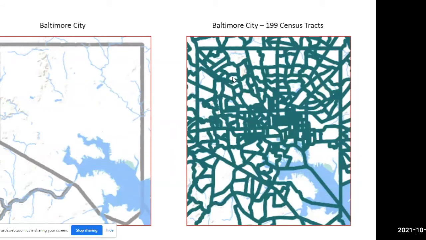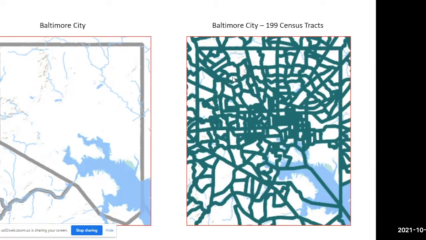Just to give you an idea of what Baltimore City would look like if we subdivided it into census tracts, the city actually is split into 199 census tracts. So, in the center where there's the most population, the tracts are the smallest. And as we get away from the center, the tracts seem to be a little bit larger. That's an example of the census tracts in Baltimore.